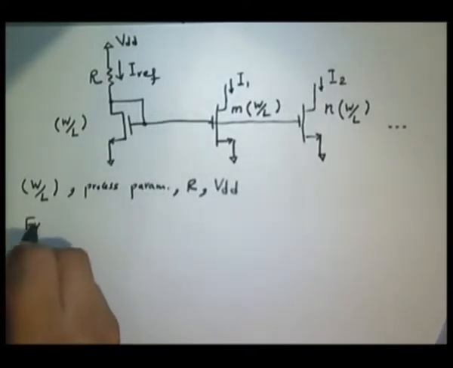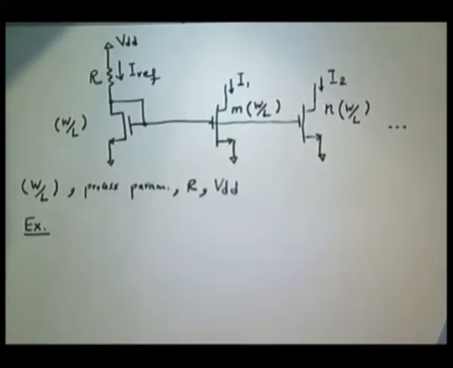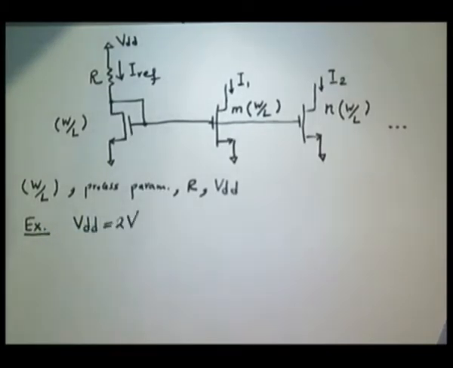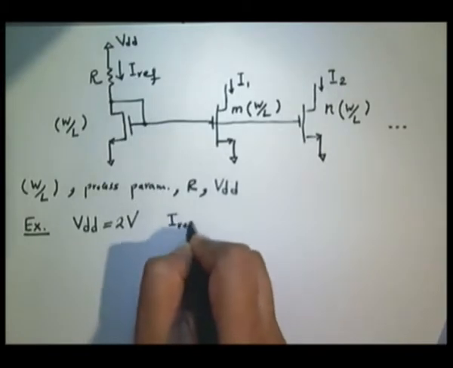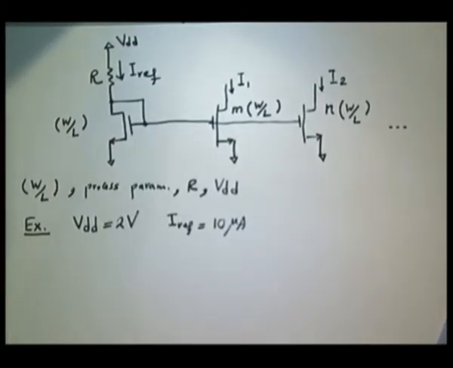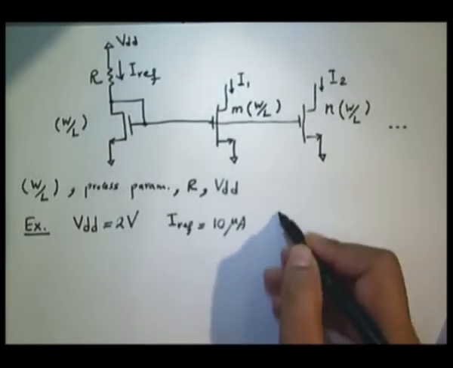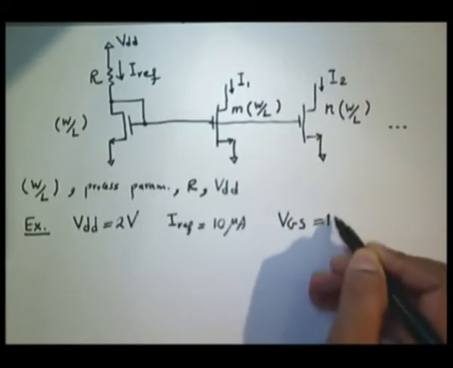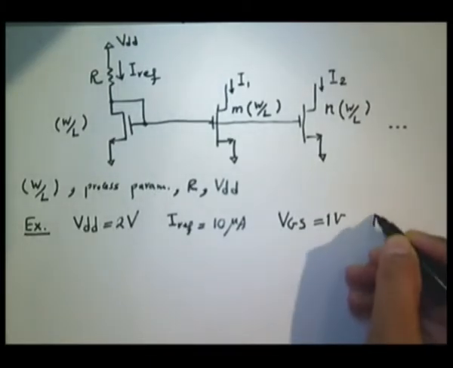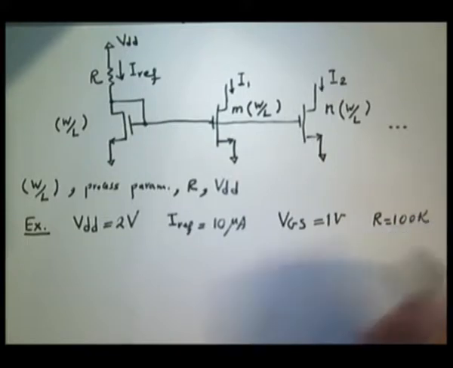So let us give an example to get an idea of why we want a precise biasing. Suppose we have a VDD of 2 volt and we have I reference 10 microamp. Means that what we want is to generate a reference current of 10 microamp. Suppose transistor has been biased in such a way that VGS is equal to 1 volt. Okay, so this is actually VGS changes, but let us consider VGS is 1 volt and then accordingly we will get around R is equal to 100K to achieve this current.